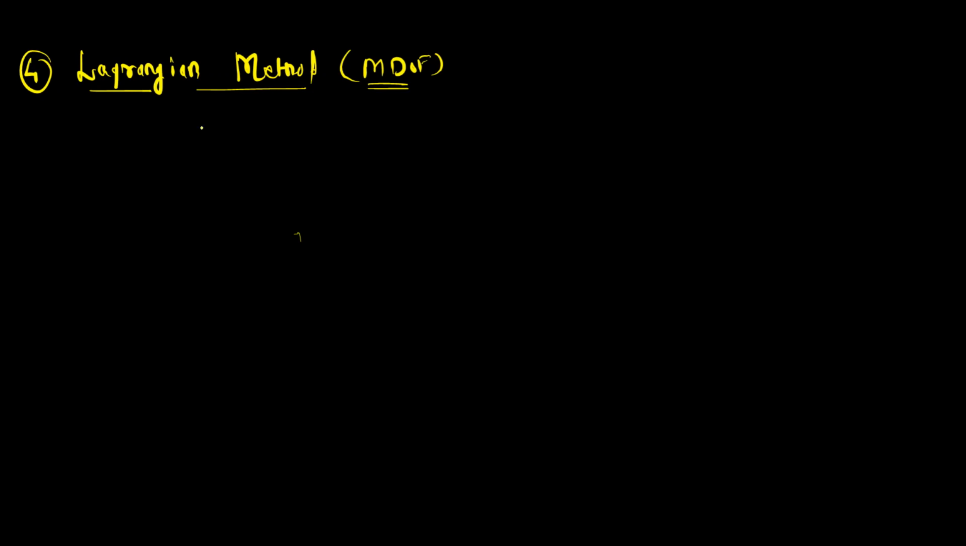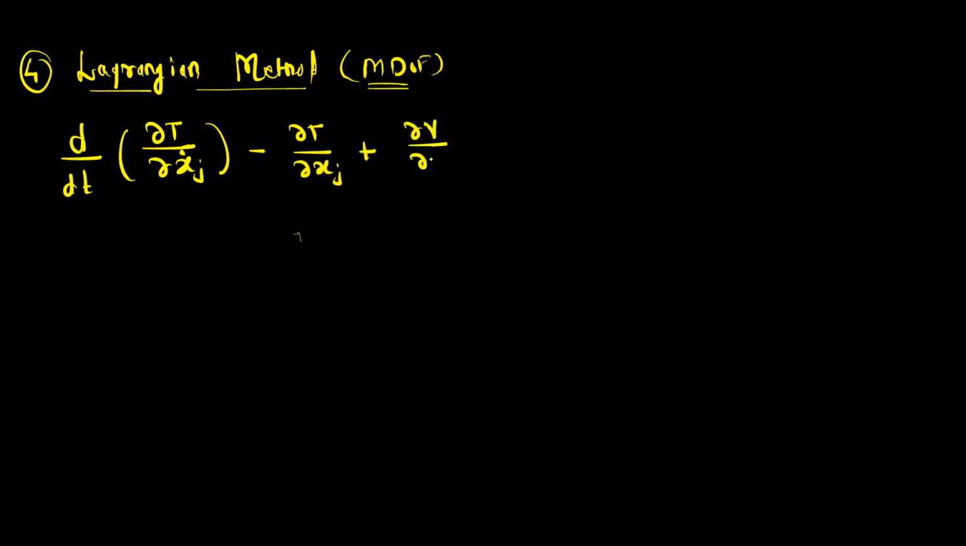The Lagrangian method is given by this equation: d by dt of del T upon del x dot j, minus del T upon del x j, plus del V upon del x j, is equal to Q j. I will explain the meaning of T, V, and Q.